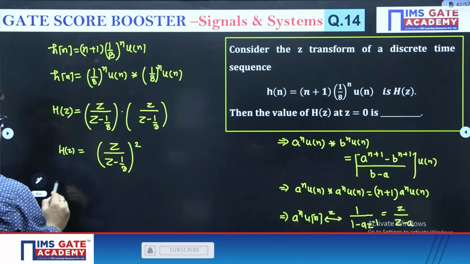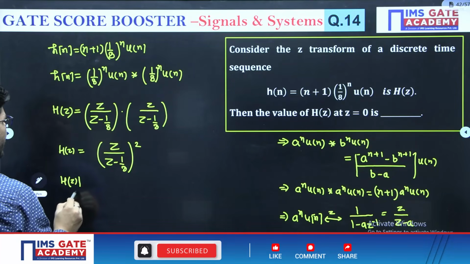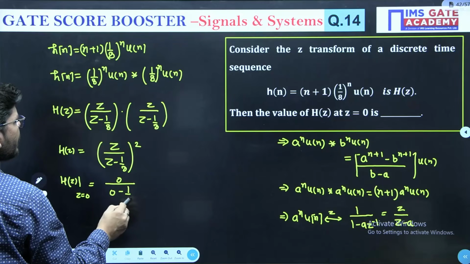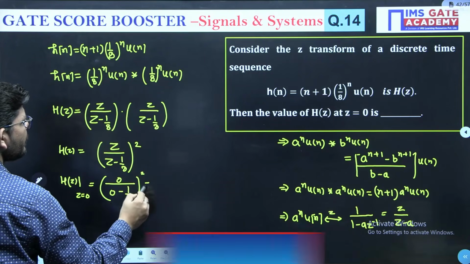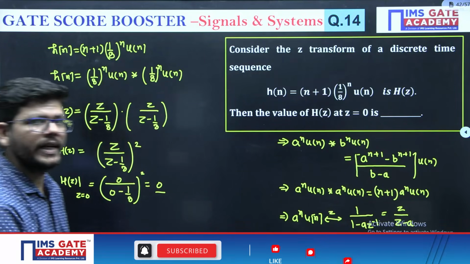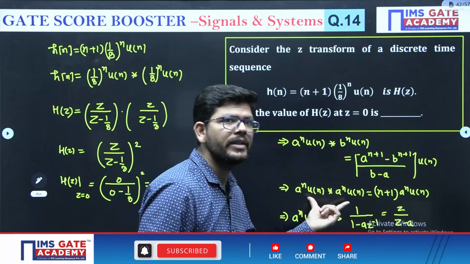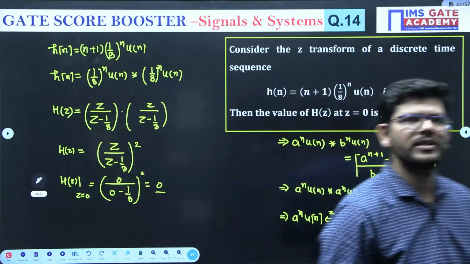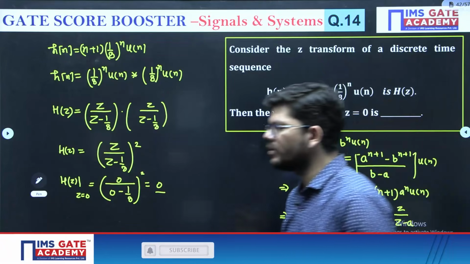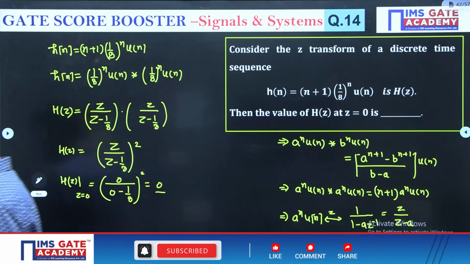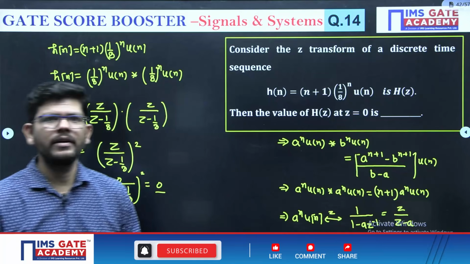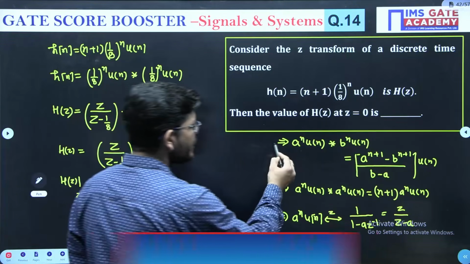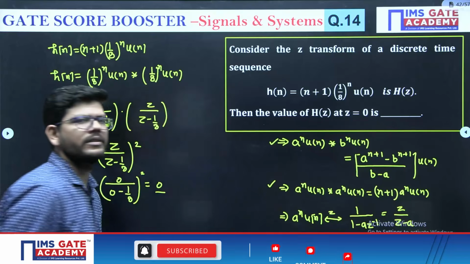Now I have to find H(z) at z equal to 0. So 0 upon 0 minus 1 by 8, whole square, or the answer will be 0, right? So if you can remember this result, this problem is nothing for you. You can easily score 2 marks out of it. I hope this question is clear. Got it, guys? Correct? So these are the important results which you need to practice.